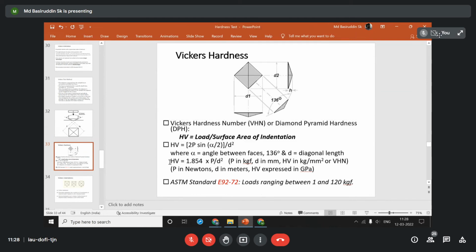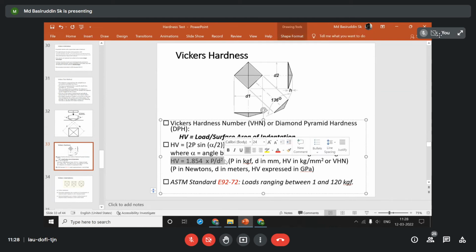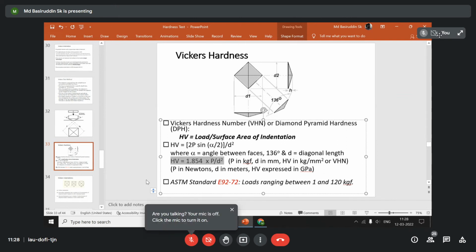For simplification, you can use this particular equation, where HV is nothing but 1.854 into P by D square, where P is the applied load and D is the diagonal length. After seeing the impression, which has two different diagonal lengths, you can take the average value and you will be able to calculate the hardness number.